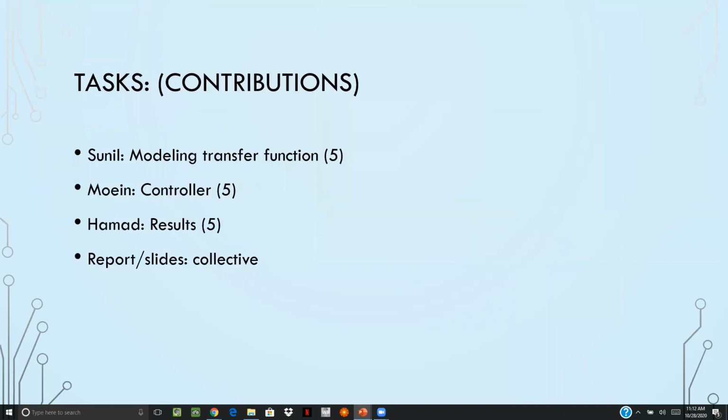Finally, the contributions for this project: it was three of us, Sunil, Moen, and Ahmad. I did the modeling transfer function, Moen did the controller, Ahmad did results, and then reports were made together.